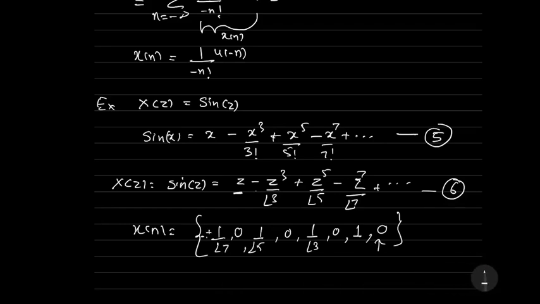It means our sequence is a non-causal, left-sided sequence. Its value is 0 at n equals 0 and 1 when n is equal to minus 1, and 0 when n equals minus 2. Again, its value is 1 upon factorial 3 and so on. So it is a left-hand side sequence, that is, a non-causal sequence. So the ROC is the interior of the circle.